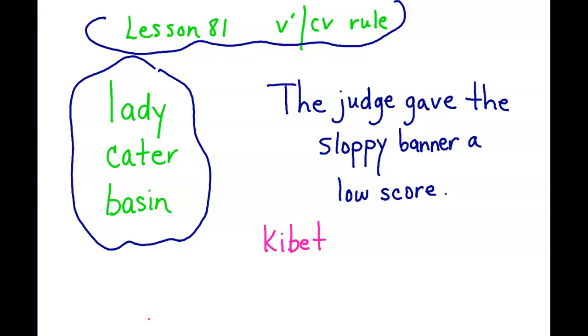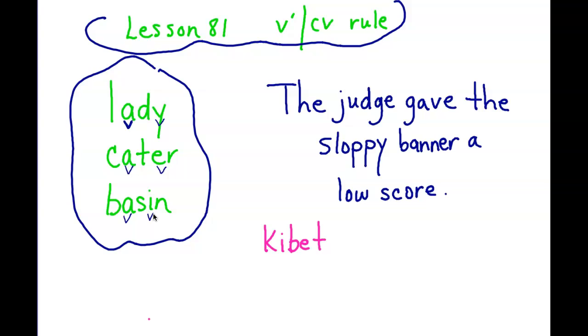Okay, so let's label our vowels first. We have lady, and if you'll notice, we have a Y in this, but because it has an E sound right here, we're going to use this Y as a vowel. So that's going to actually count as a vowel. All right, let's look at cater. We have a vowel, vowel. Basin, vowel, vowel. Don't forget your vowels are A, E, I, O, U.